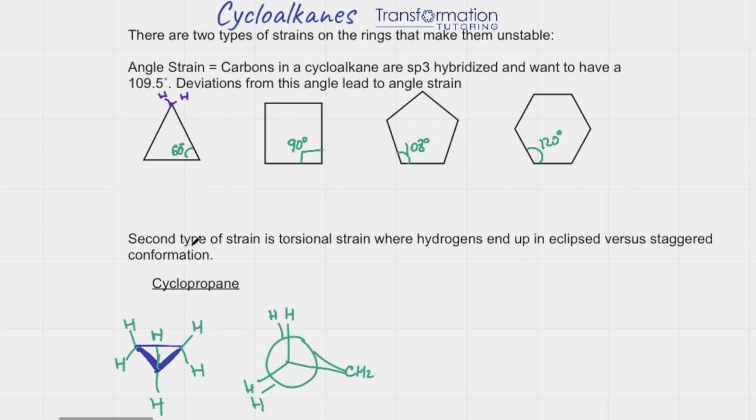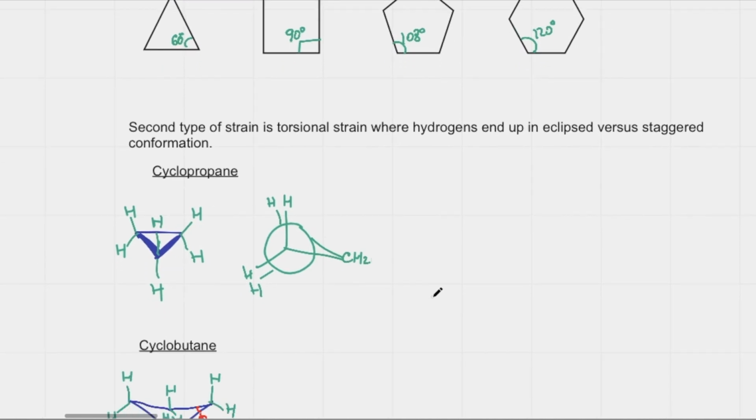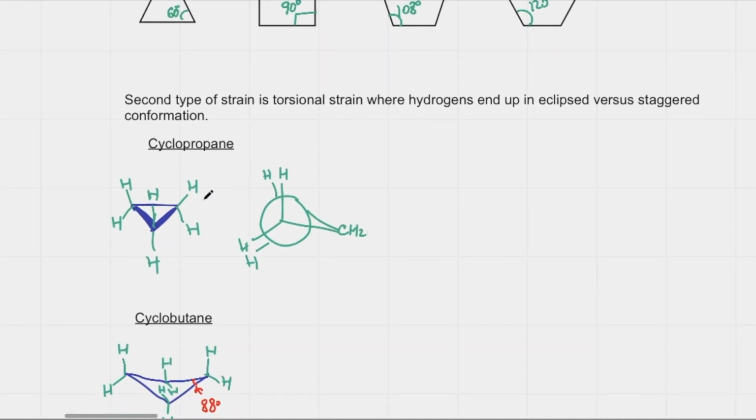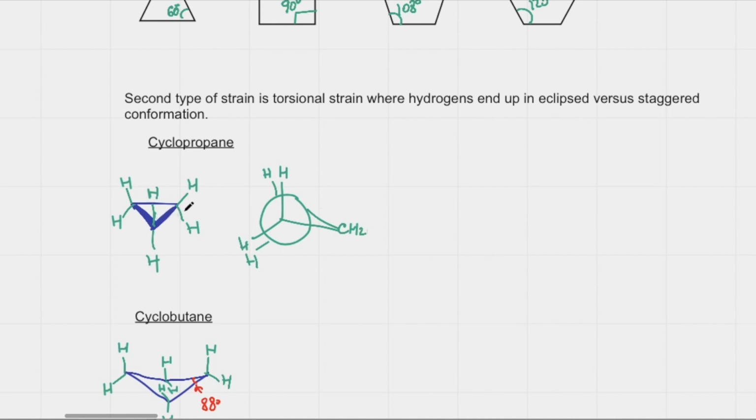The second type of strain that rings can have is called torsional strain, and that is when hydrogens end up in eclipsed versus staggered conformations. And as we learned before, eclipsed is unstable because basically hydrogens are bumping into one another, and that causes the ring to be unstable. So let's go ahead and see how our rings can solve this problem. Cyclopropane cannot do much, and we can see that not only does it have a bad angle, but it also has hydrogens in eclipse conformation. They're bumping into one another, so this ring must be very unstable.